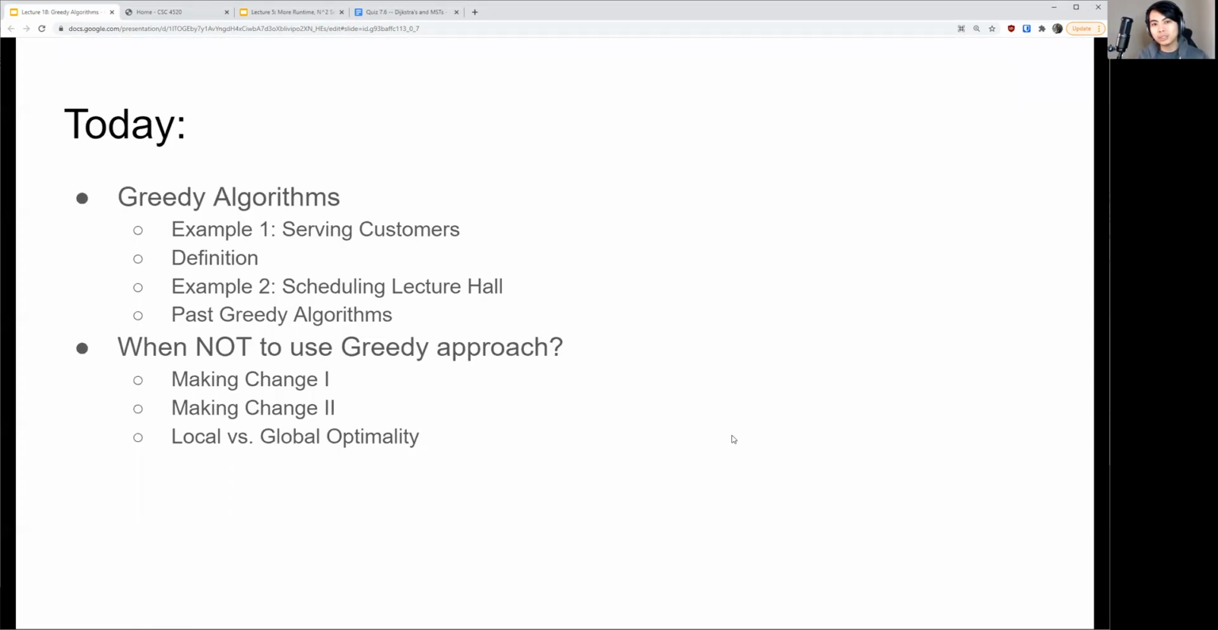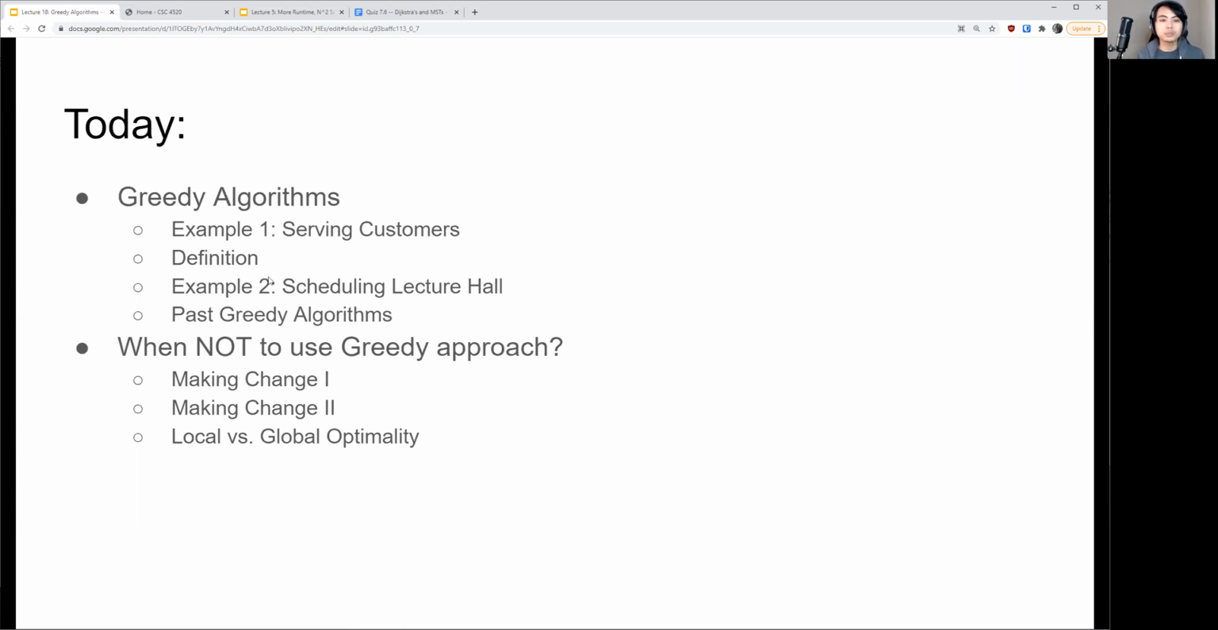Greedy algorithms isn't so much a single algorithm as it is a collection of algorithms or a property of algorithms that you can have. The same way that you can have recursive algorithms and non-recursive algorithms, you can have greedy algorithms and non-greedy algorithms.